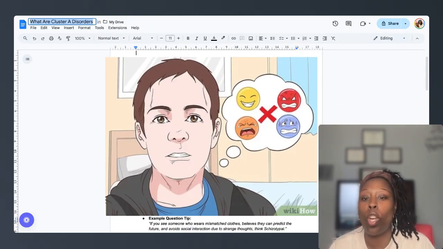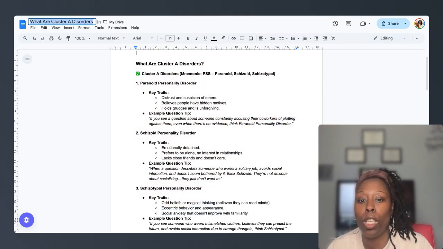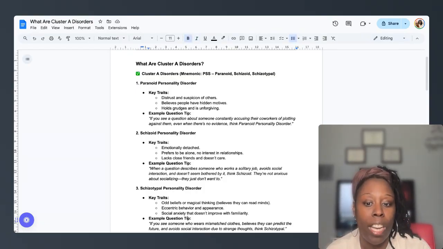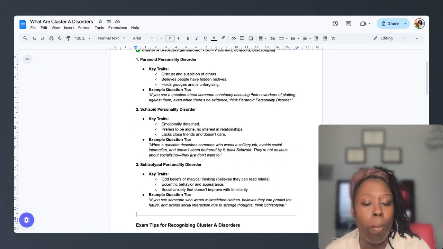Let's move on to schizoid. These individuals are emotionally detached. They prefer to be alone. They have no interest in being in relationships, and they lack close friends, and they don't care. Absolutely. So when a question describes someone who works in a solitary environment, avoids social interaction, and doesn't seem to be bothered by it, think schizoid.